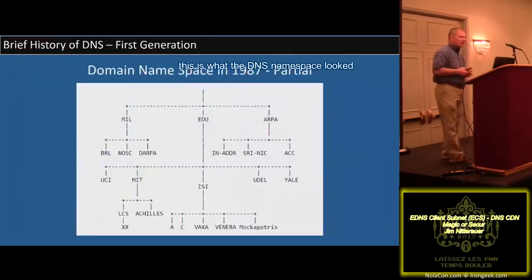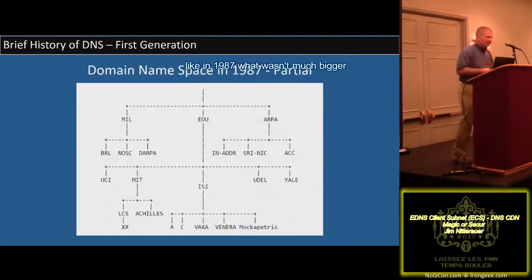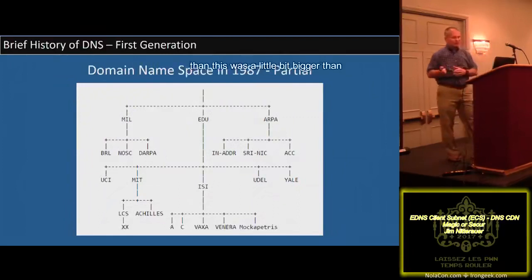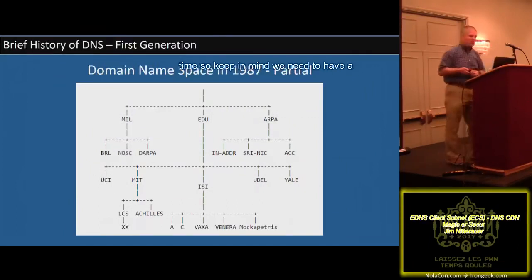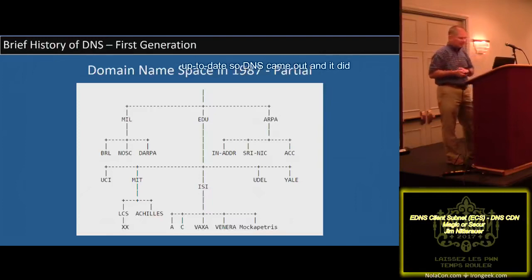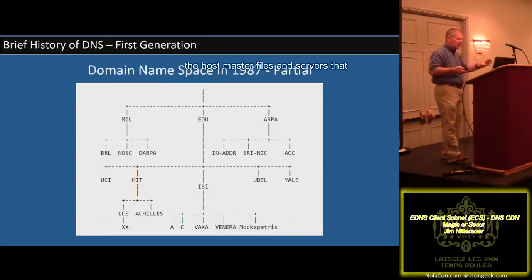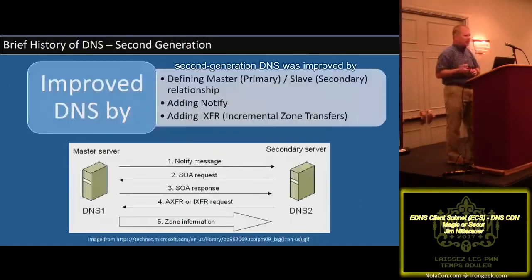So this is what the DNS namespace looked like in 1987. It wasn't much bigger than this. It was a little bit bigger than this, but it really wasn't too big. So there wasn't too much to it at that point in time. So keep in mind, we needed to have a way to define the way that the data was transferred between servers and how we're going to keep that distributed database up to date. So DNS came out and it did not really define anything other than the hostmaster files and servers that could exchange that data.